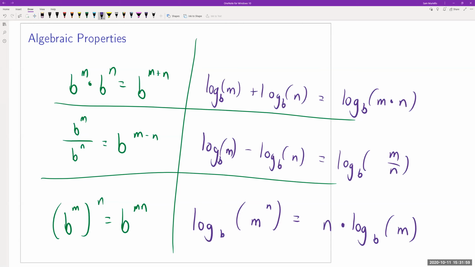All of these properties can be very, very helpful when solving equations using exponents and logs. We're going to go through some basic examples of simplifying and expanding such expressions so that when we see equations with these, we're prepared to work with them.